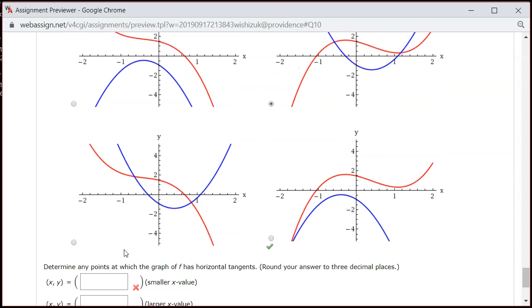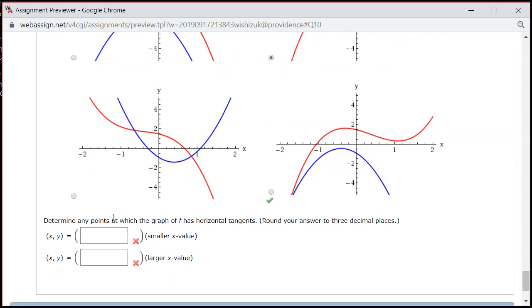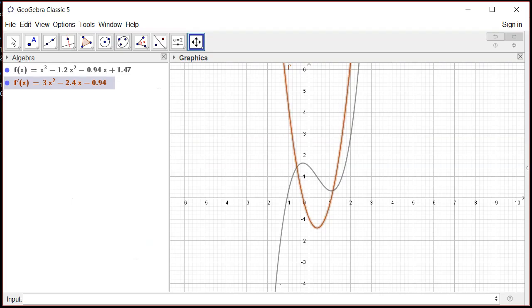Then the second part is find any points at which the graph has a horizontal tangent. So let's look at GeoGebra here. Horizontal tangent happens right here, and also right there. So what you need to do is find the place where the derivative is equal to 0, because the derivative tells us the slope of the tangent line. We want the horizontal tangent line, which means that the slope has to be 0. So we set the derivative equal to 0, which are the x-intercepts of f prime.